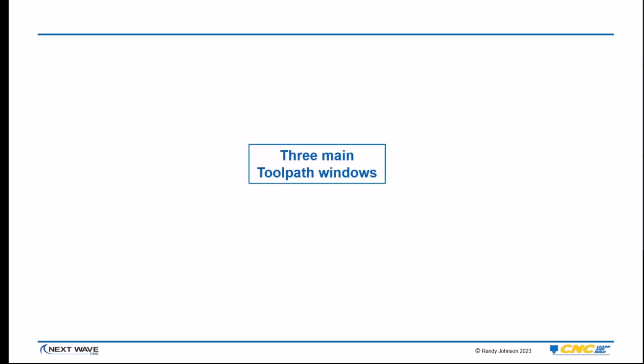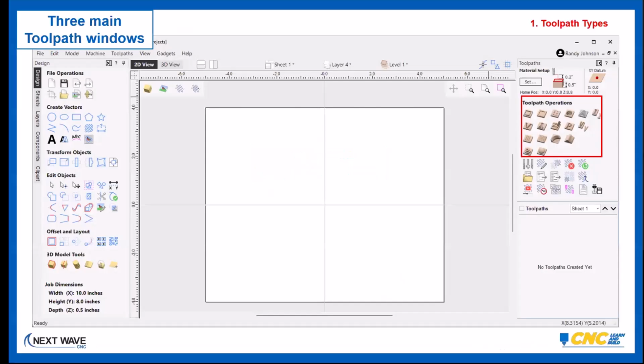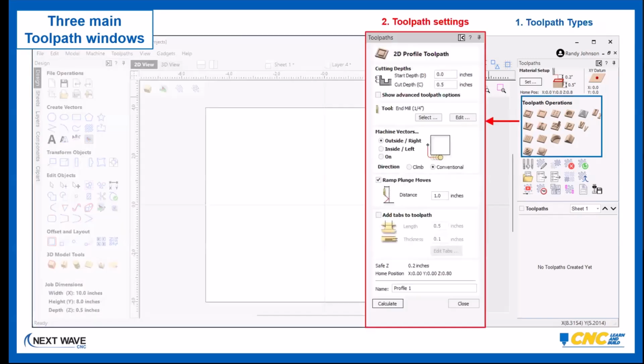Now, I want to take a little deeper dive into the toolpath windows, and I say there are 3 main windows. The first main toolpath window to think about is what I call the toolpath types, or the toolpath operations over on the right. And that's, again, where you select your particular toolpath. Now, when you click on one of those tools, it will then open the toolpath settings window where you can edit the settings and modify them for that particular toolpath.